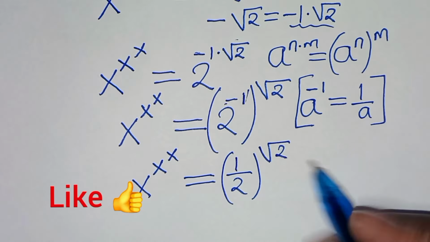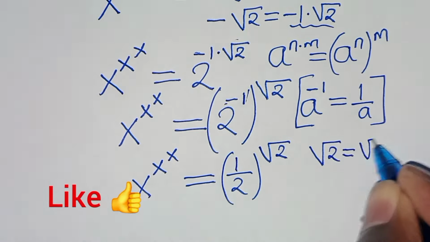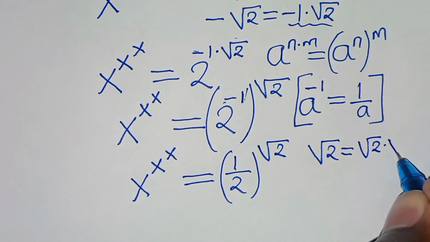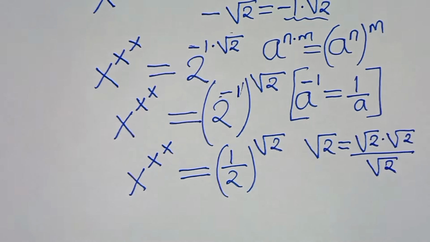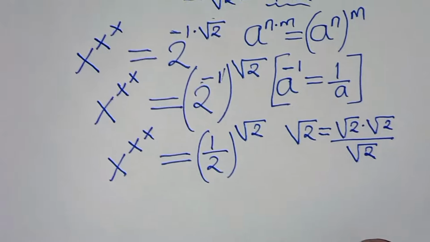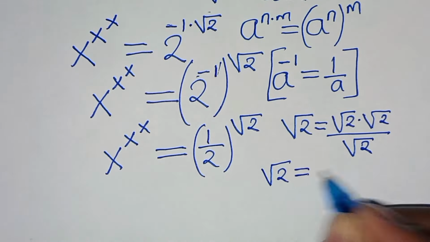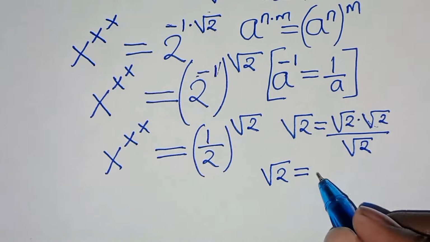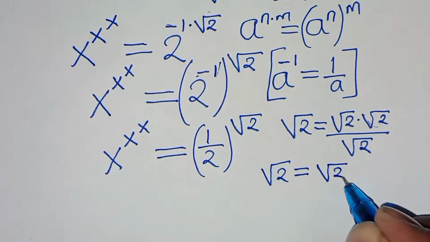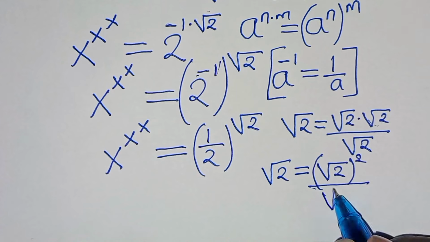Now, as you can see here, we can express square root of 2 as square root of 2 times square root of 2 divided by square root of 2. And this essentially means that square root of 2 is the same thing as square root of 2 times square root of 2, which is equal to square root of 2 squared, divided by square root of 2.